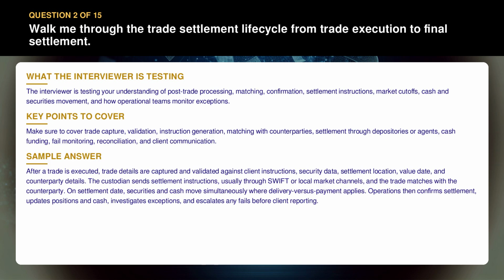After a trade is executed, trade details are captured and validated against client instructions, security data, settlement location, value date, and counterparty details. The custodian sends settlement instructions, usually through SWIFT or local market channels, and the trade matches with the counterparty. On settlement date, securities and cash move simultaneously, where delivery versus payment applies. Operations then confirms settlement, updates positions and cash, investigates exceptions, and escalates any fails before client reporting.